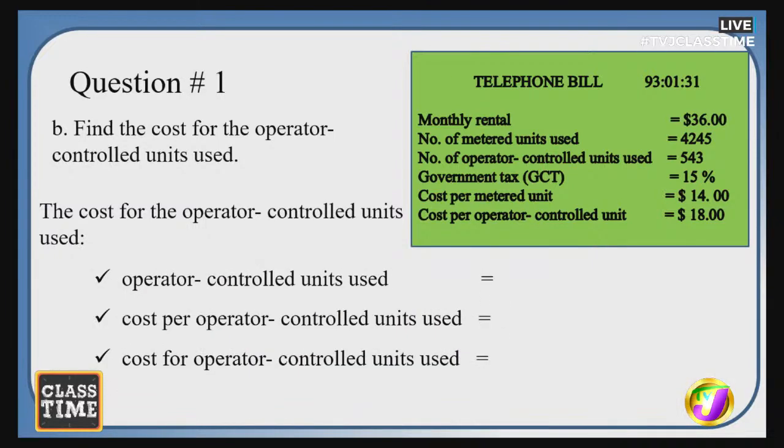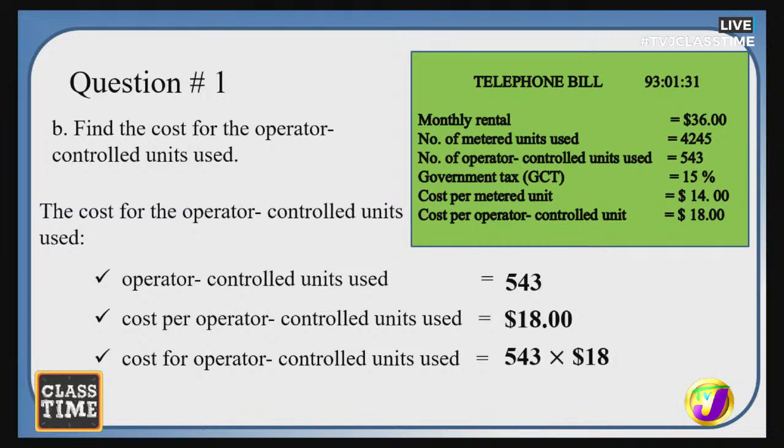Looking at it, of course, we identify the operator controlled units. We can go look at the bill again and take the information from the table, which would be 543 for the number of operator controlled units used. And then the cost per operator controlled unit used is $18. And use the same approach to multiply.